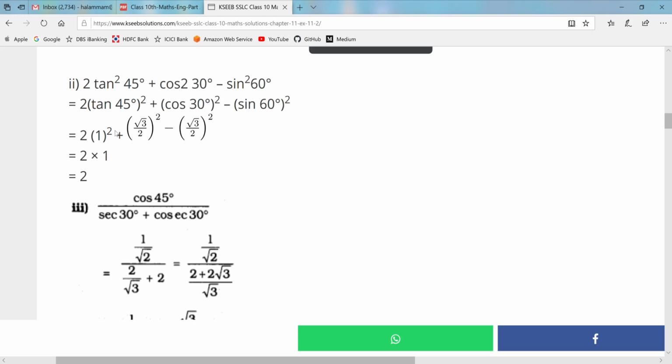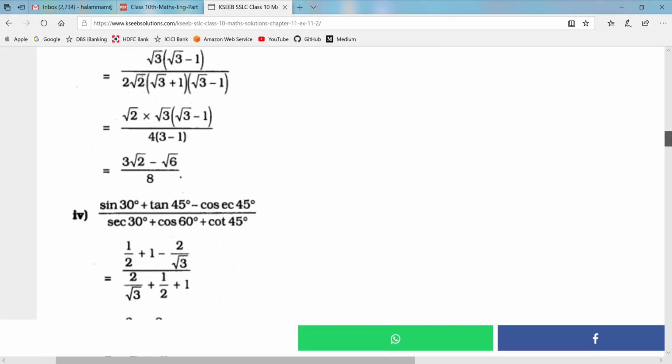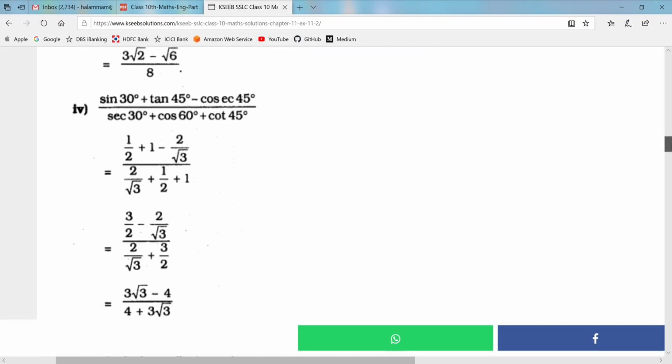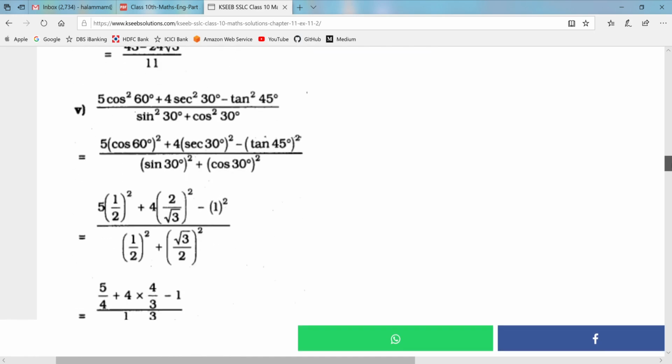So 1 square is 1, 2 into 1 is 2. That is a simple question. Okay, just go for the third one, that is also the same, just a simplification you have to do, and the fourth one also the same. We'll explain the fifth one.